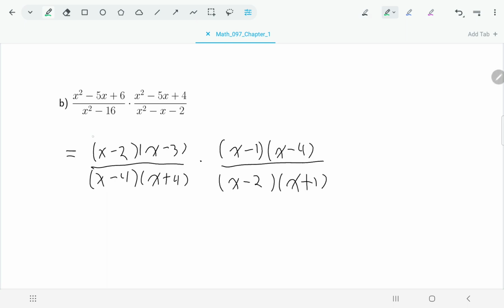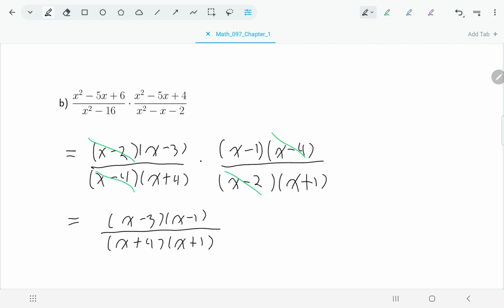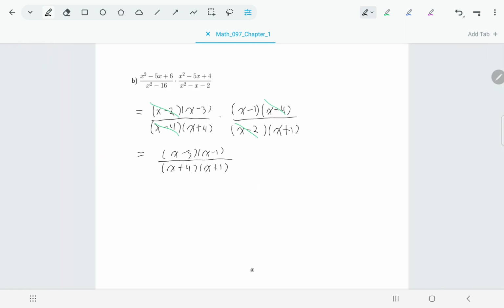So I notice we've got an x minus 2 in the top and also the bottom. Those will cancel. We have an x minus 4 in the top and also the bottom, so those will cancel. So what'll I be left with? Just x minus 3, x minus 1 for the numerator, and in the denominator, x plus 4, x plus 1. And again, we're leaving our answer in factored form, so you might be feeling a desire to start multiplying everybody out. Resist that urge. That's as far as we need to go, and we're going to leave our answer in that factored form.